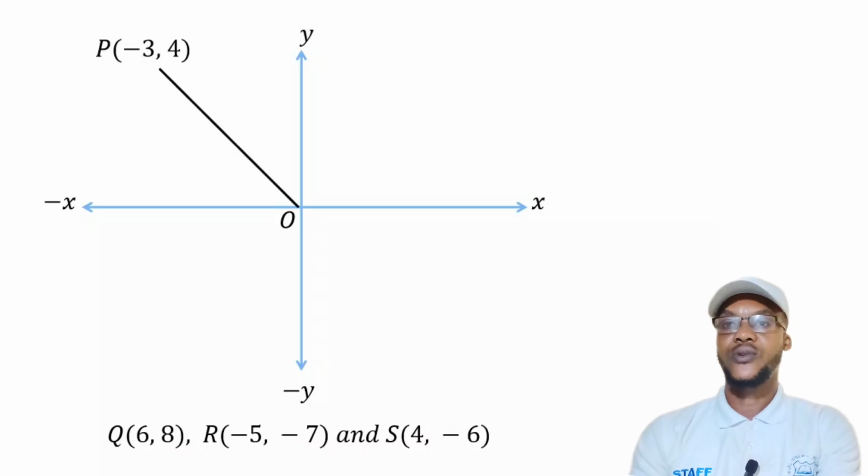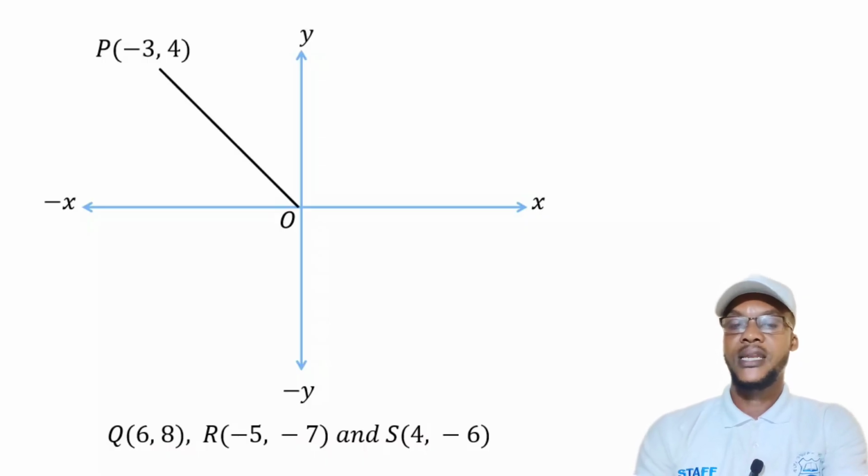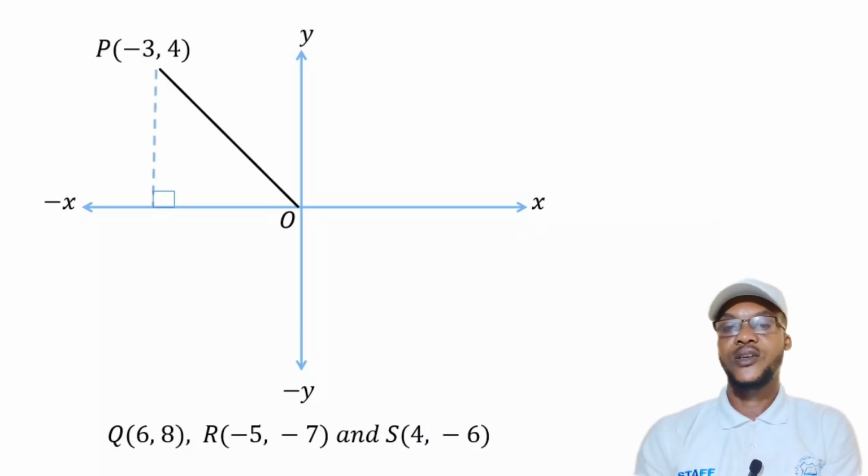Now, this line drawn here is what we term as what? The terminal side of the right angle triangle. That is the terminal side. Yes, so that is in the second quadrant.